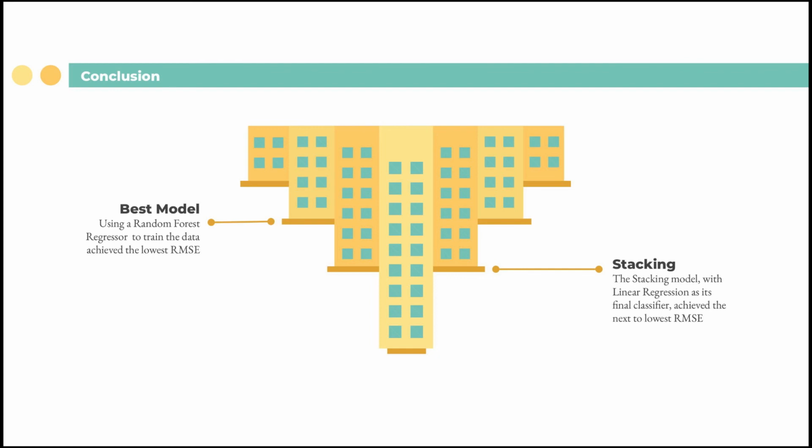So, in conclusion, we can say that the best performing ideal model was the random forest model as it achieved the lowest RMSE. The stacking model was outperformed by a narrow margin and had a linear regression model as its final classifier. This has been our project.